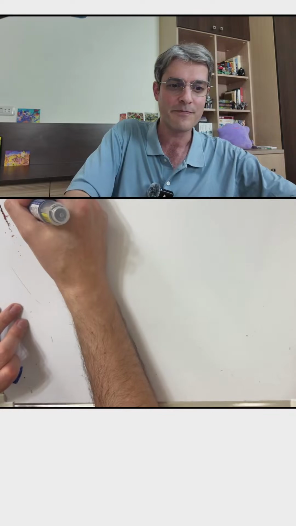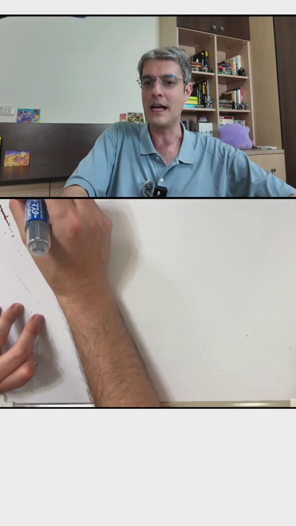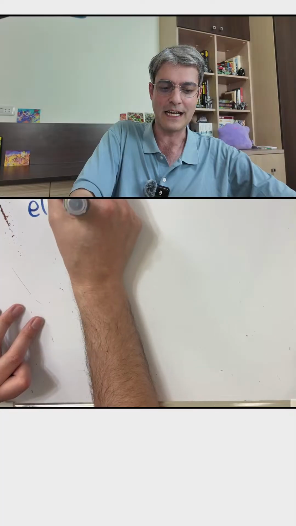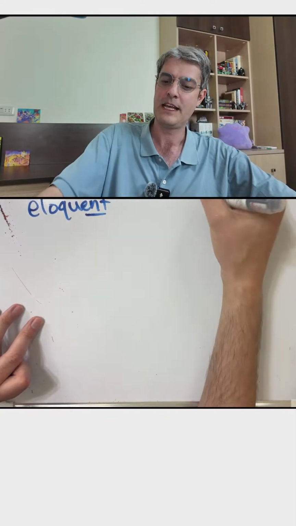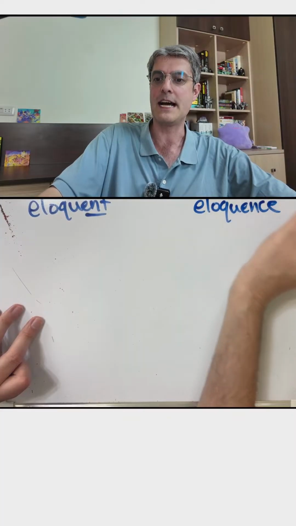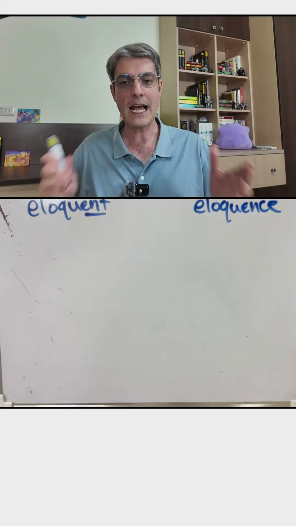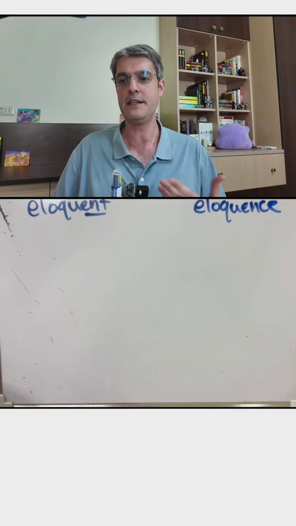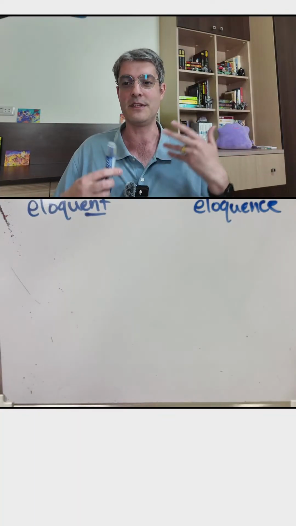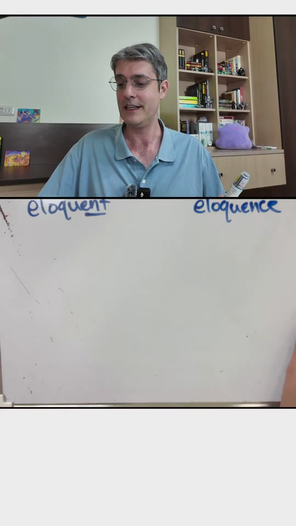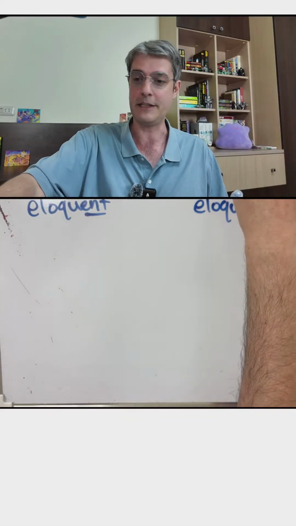The next one is another C1 level, I think. We got eloquent, to be eloquent, our adjective, and eloquence, our noun. So to be eloquent means to be able to speak clearly and persuasively, and eloquence is the same, the ability to speak clearly and persuasively, or to write clearly and persuasively.